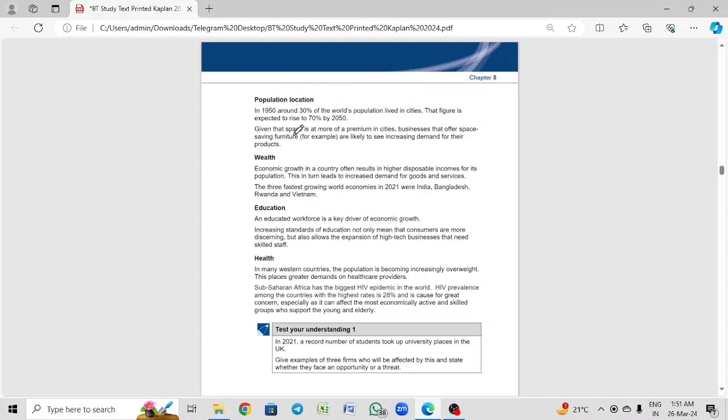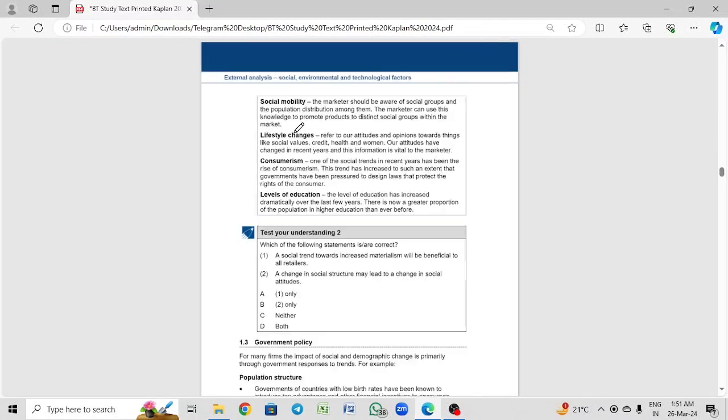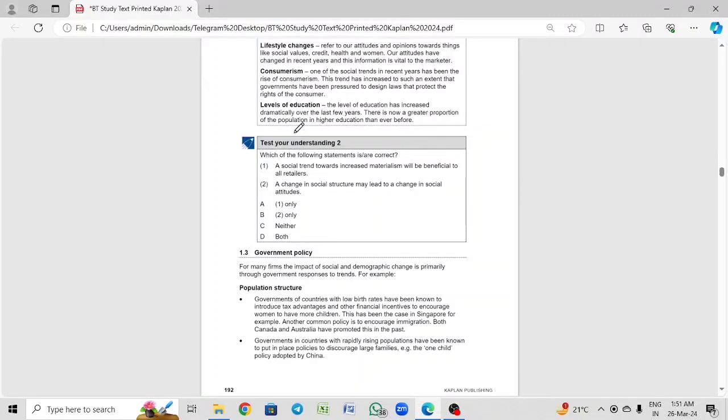Test to understanding number 1 is much more research oriented, so let's leave it now. Test to understanding number 2: which of the following statements is/are correct? Number 1, a social trend towards increased materialism will be beneficial to all retailers. And number 2, a change in social structure may lead to change in social attitudes.